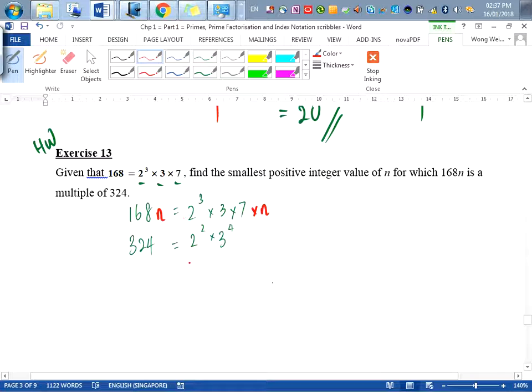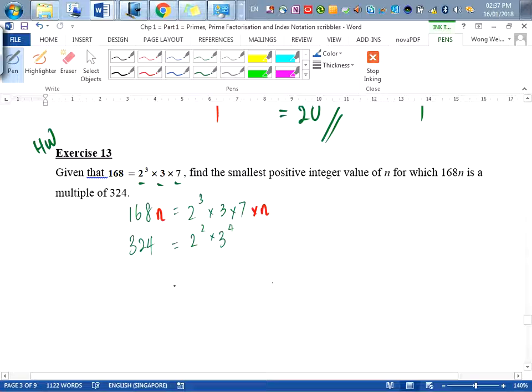So are all these factors found inside 168n? Are they all found inside? Not yet. For example, let us take a look at the first one, 2 squared. Is this 2 squared found inside 168n? Yes, it is. Over here, in 324, I only required 2 times 2, right? Whereas over here, I have 2 times 2 times 2. So yes, this is found inside here already. So I don't need to do anything for the factor 2.